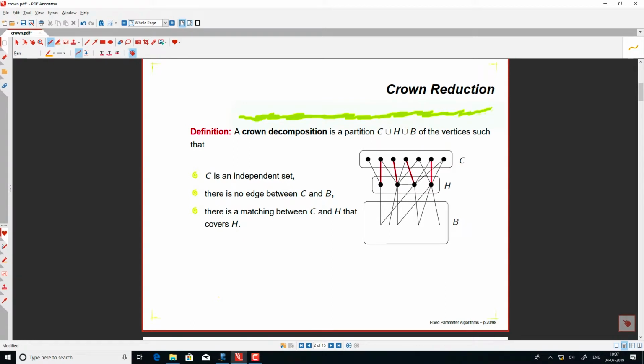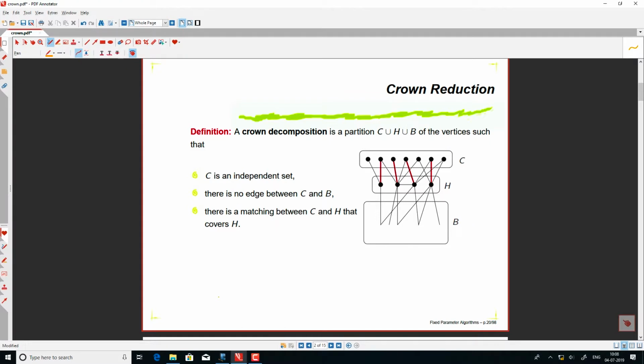Now, if you find a crown, you can take these H vertices and delete them. C also goes away because the vertices become isolated. Keep repeating it, and it gives you a rule to eliminate several vertices. But we need to formally analyze and say, how would I find a crown? I haven't told you that, right? How fast can I find a crown? And suppose there is no crown at all, what would be the size of the resulting graph? We need to argue that. Questions?